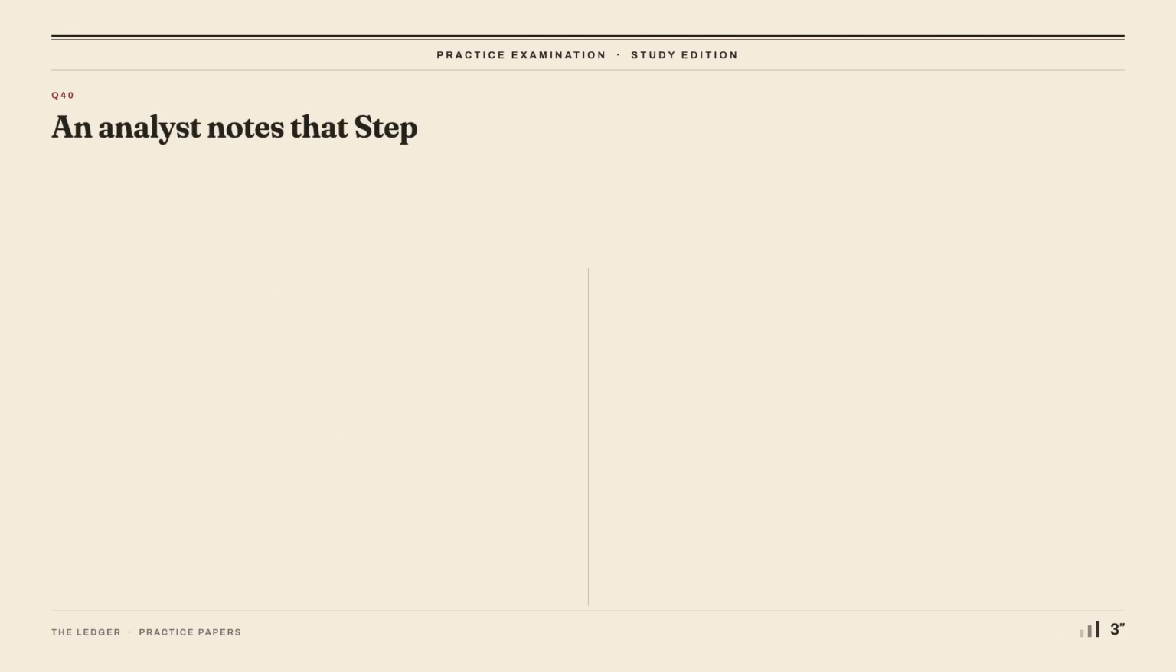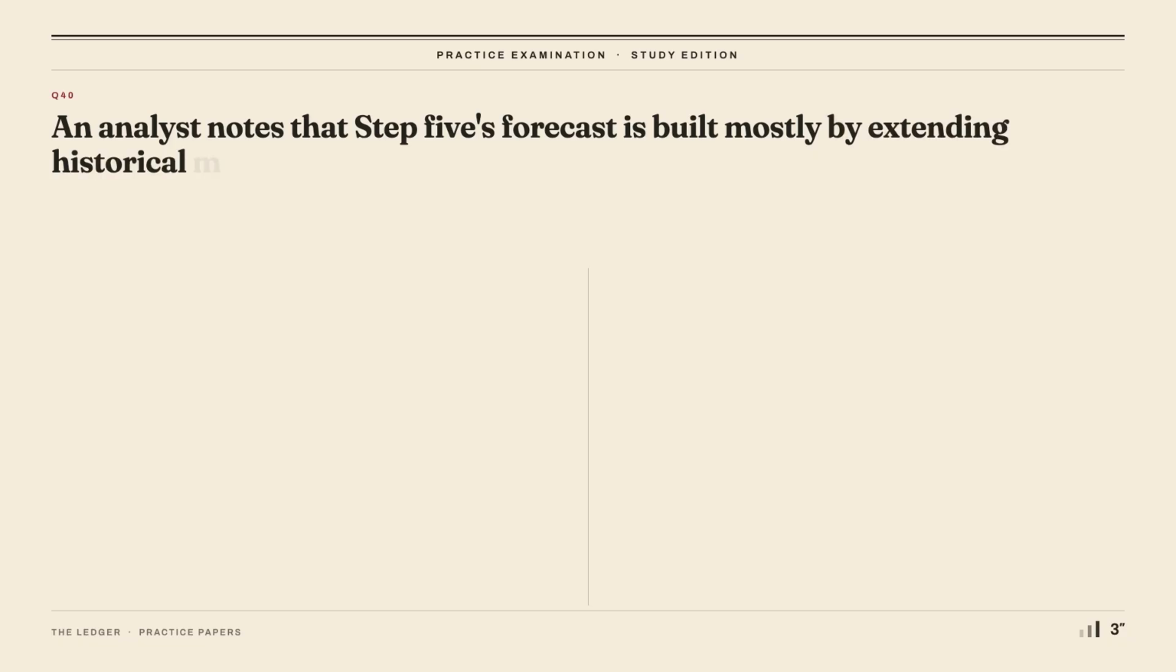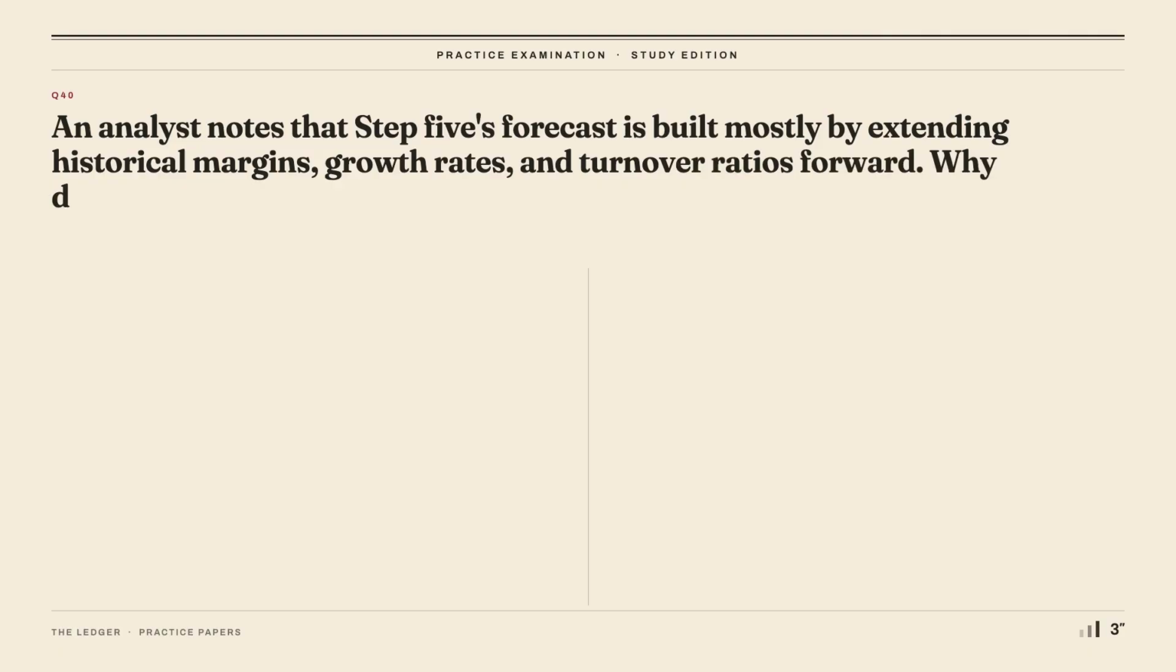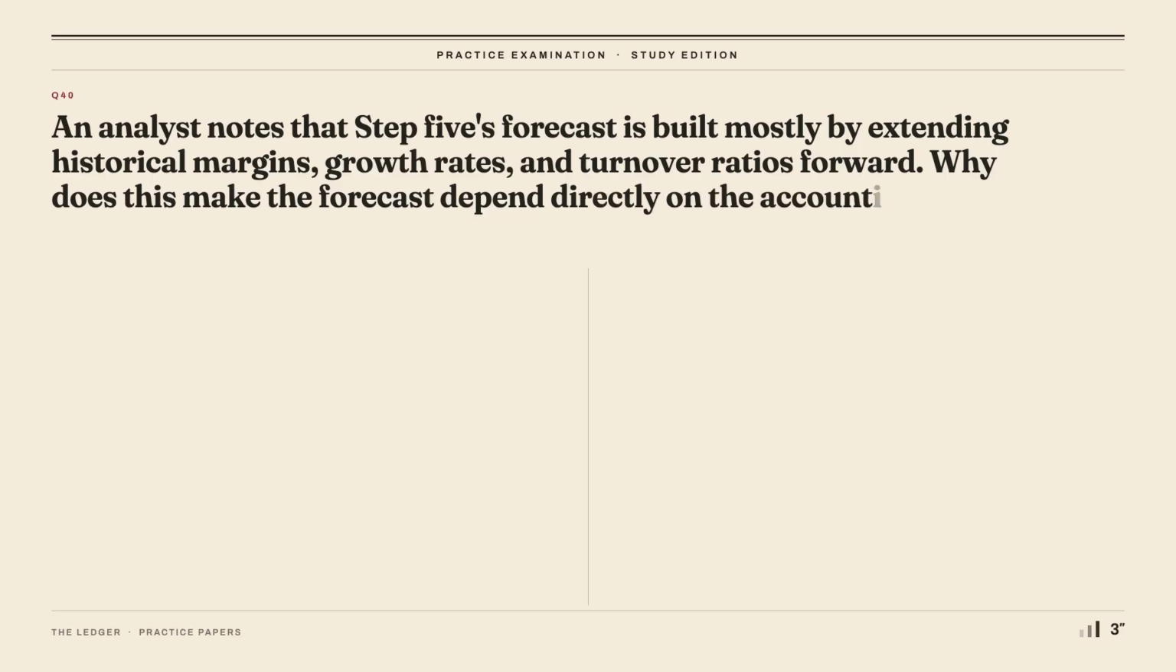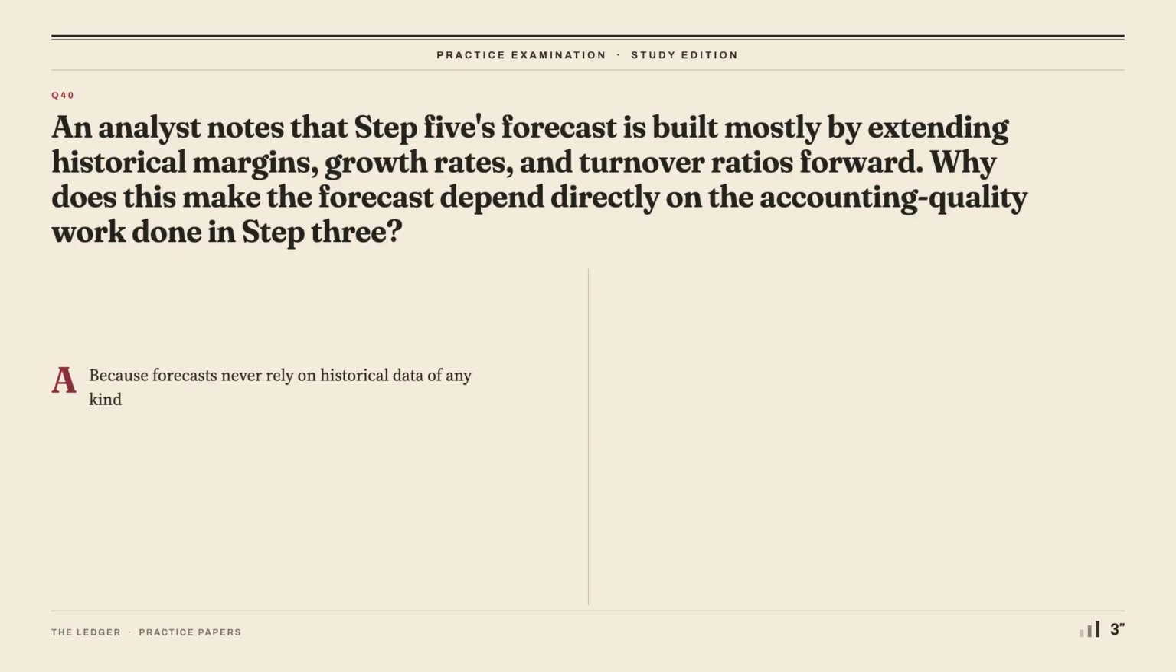Question 40. An analyst notes that Step 5's forecast is built mostly by extending historical margins, growth rates, and turnover ratios forward. Why does this make the forecast depend directly on the accounting quality work done in Step 3? Your options are: A. Because forecasts never rely on historical data of any kind.